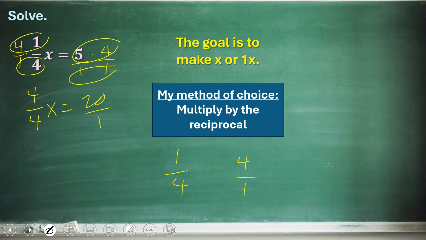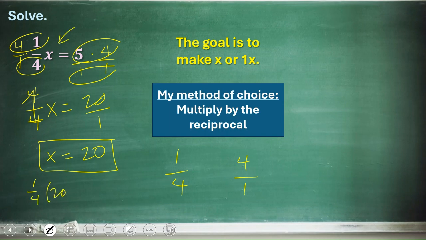So now we know 4 divided by 4, that was our reciprocal, should equal 1, which it does. 1 times x is x. 20 divided by 1 is 20. So our solution here is x equals 20. I, of course, would want to check my answer. So everywhere I see x, I'm plugging in 20. Is 1/4 of 20 equal to 5? The answer is yes. So we have solved that correctly.